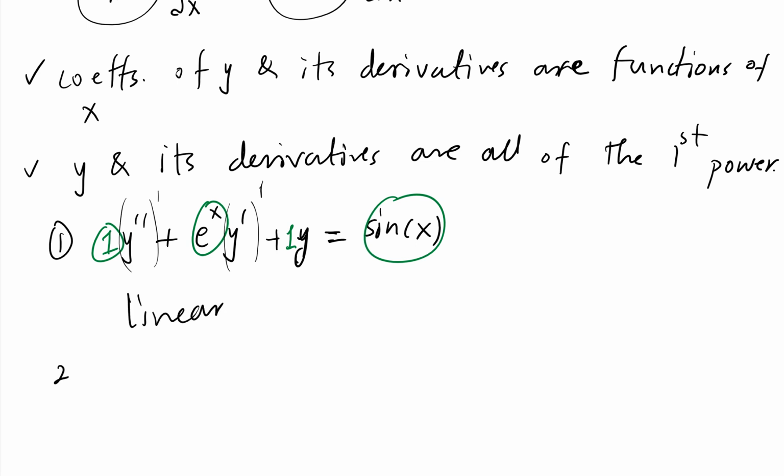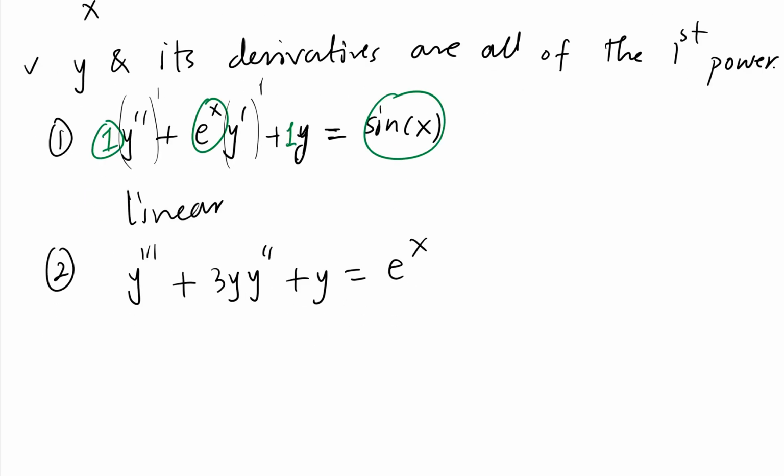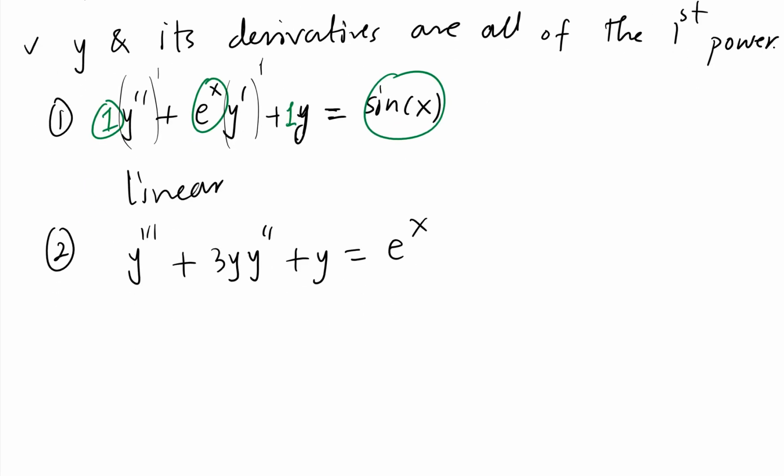How about something like this? y triple prime plus 3y y double prime plus y equals e^x. Is this linear? Well, no, it's not, because this coefficient is not in terms of x. Not linear.